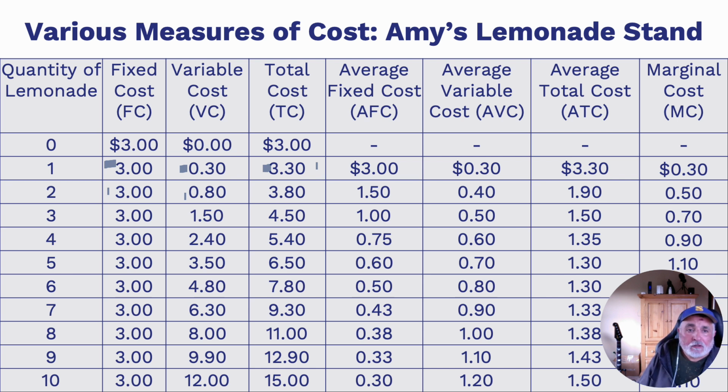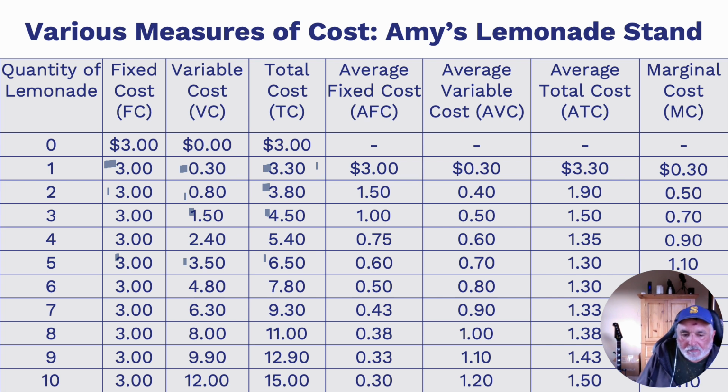All right, so $3 plus 80 cents of variable cost, total now is $3.80. Next day, $3 in fixed cost, $1.50 in variable cost, total cost is $4.50. So that's all there is to it. It's just this plus this equals this, this plus this equals this, this plus this equals this. And that's it.